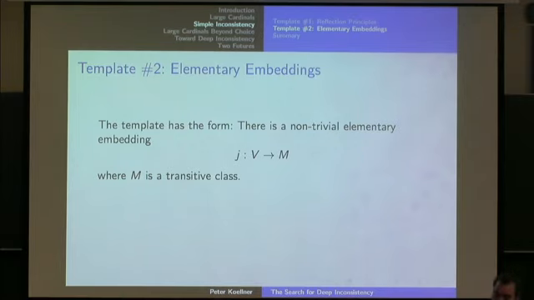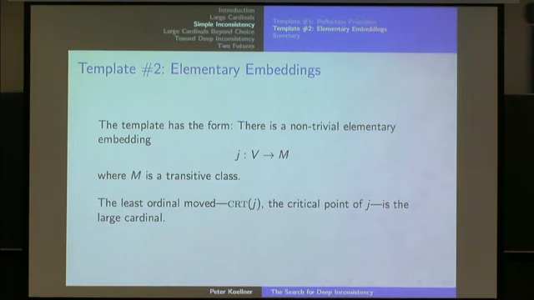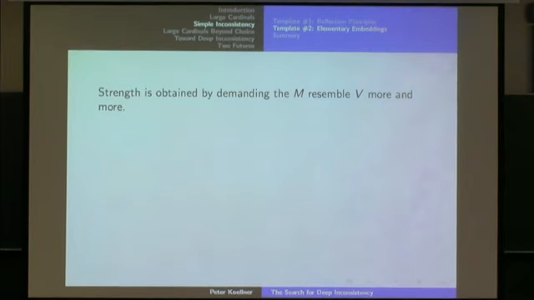And then let's go to the large cardinals. So again, we have a template for generating them. The template says that there's a non-trivial elementary embedding j from V into M, where M is a transitive class. The large cardinal associated with this is the critical point, the first ordinal moved. And strength is obtained by demanding that M resemble V more and more.